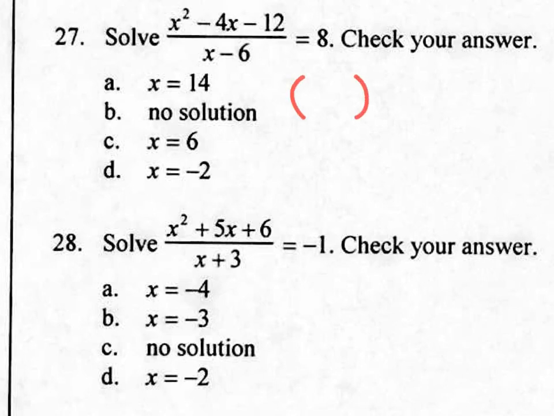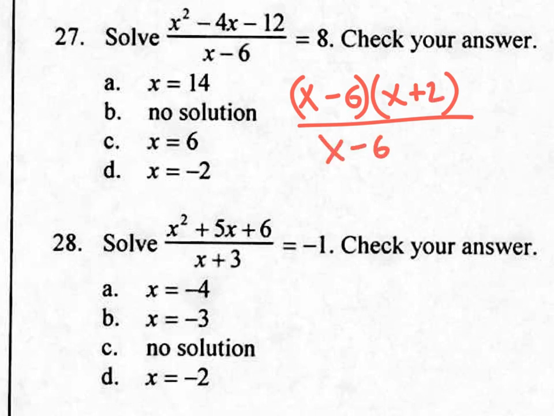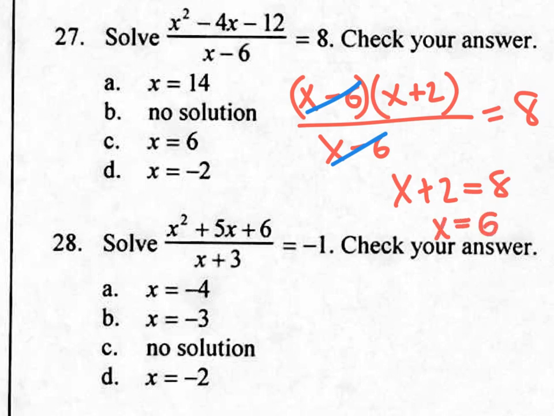So on the top, I'm going to try to change that trinomial to a binomial with the x in there on both of them. So what times what is negative 12 that if you add together is negative 4? Negative 6 and positive 2. And on the bottom, we do have an x minus 6. And this is an equation, so it is equal to 8. Now, the awesome part is that once we factored, we're able to cancel the x minus 6 with the x minus 6. So we really have the equation x plus 2 is equal to 8, which we all know if you solve, the answer is x equals 6, yeah?